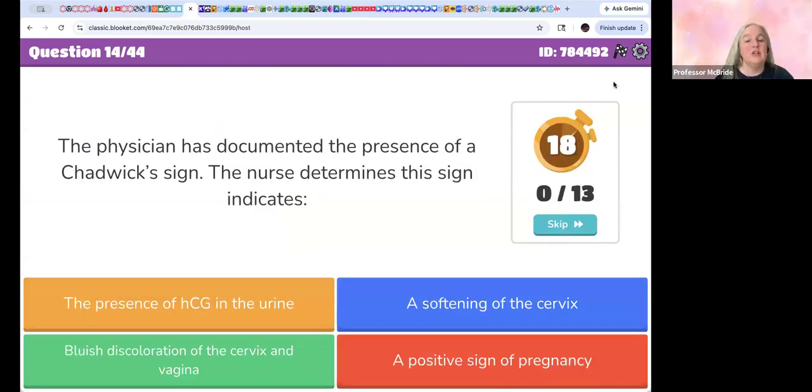The physician has documented the presence of Chadwick's sign. The nurse determines this sign indicates what?